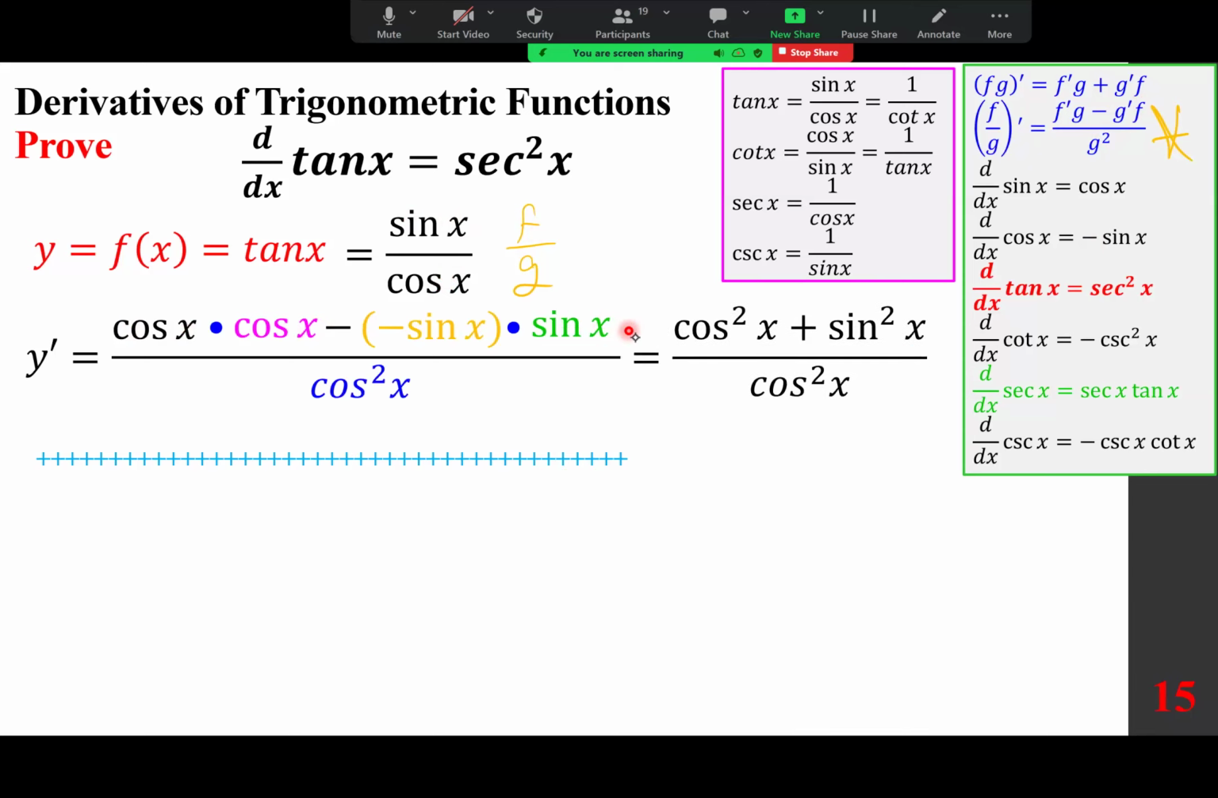And as we discussed in the previous page, the sum in the numerator gives us 1. So 1 over cosine squared x. We know secant is 1 over cosine. So 1 over cosine squared must be secant squared x. Therefore, d dx of tan x is secant squared x. We proved that.